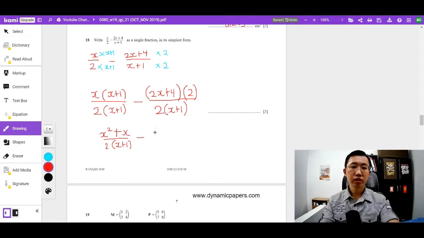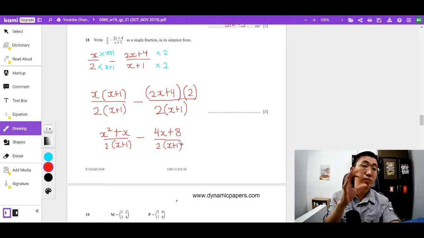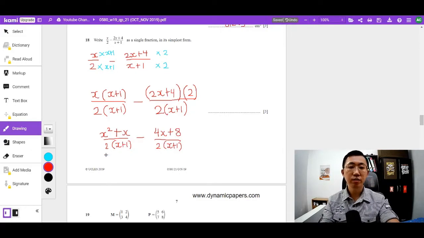2x times 2 will get you 4x. 2 times 4 will get you 8. Over, then this do not expand, okay, because perhaps maybe next time you can cancel off a unit or something. So don't expand the bottom part, never ever expand.